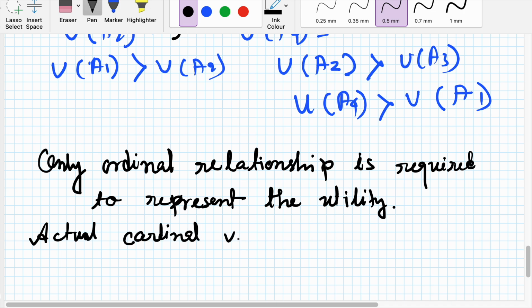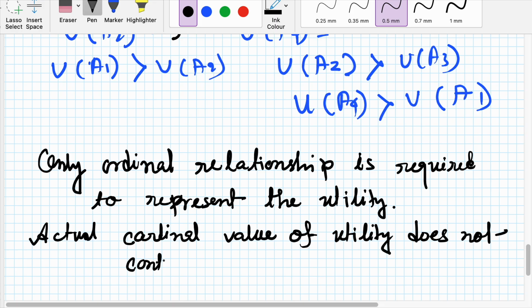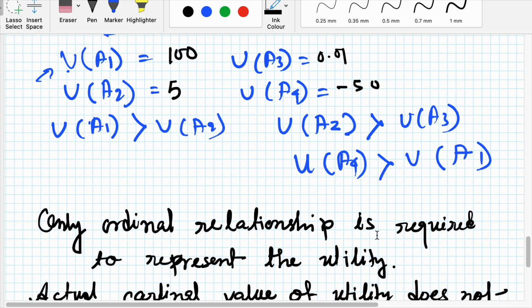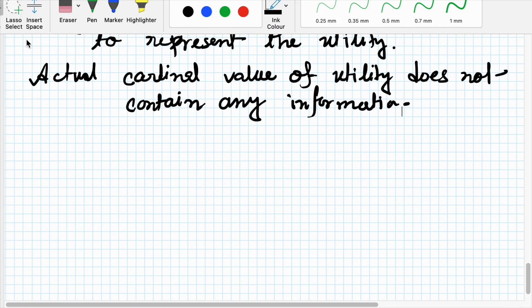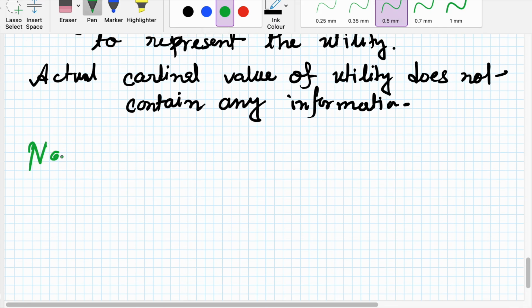The actual cardinal value of utility does not contain any information, but when I present a set of options and associate a set of numbers whose ordinal ranking is preserved, that means the utility function is not unique.